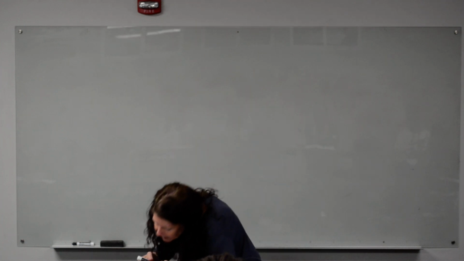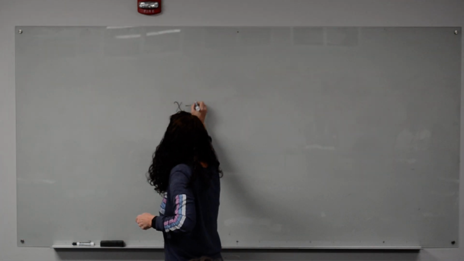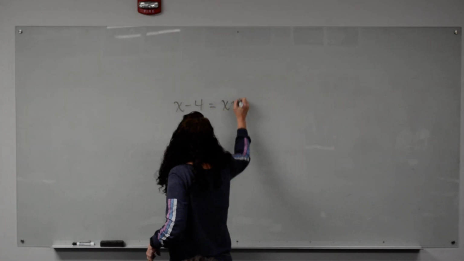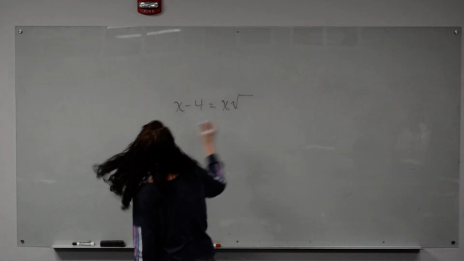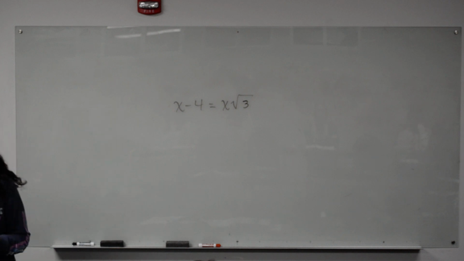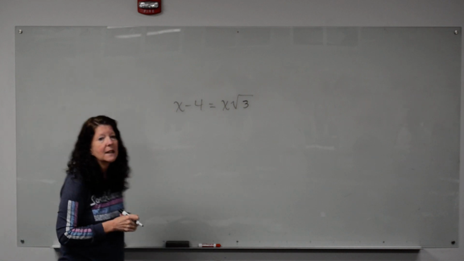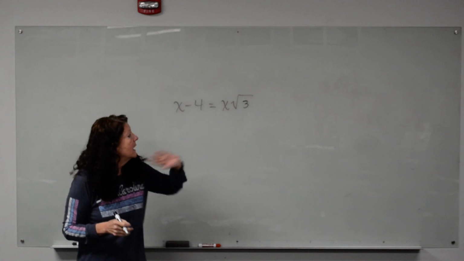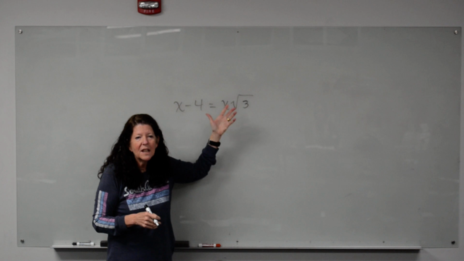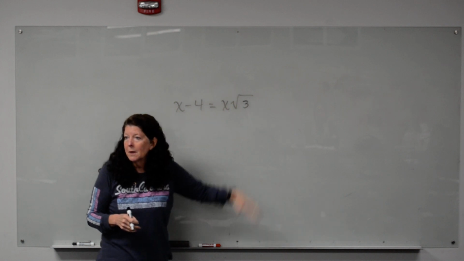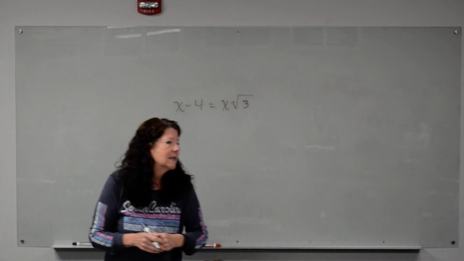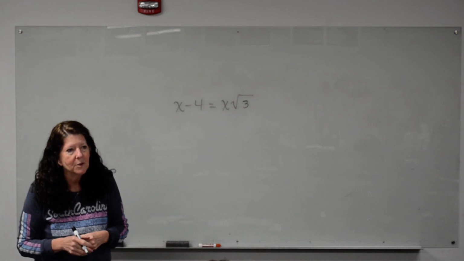So let's say I have this: x minus 4 equals x times the square root of 3. Okay, I have an equal sign in there and I want to solve for the x. Well, I'm not crazy about that square root. Can't do a whole lot. If I could divide both of those by the x, I would go ahead and do that, but it's really not going to help me. So I'm going to leave the x there. I want to get rid of the square root. So the first step I'm going to take is I'm going to square both sides.